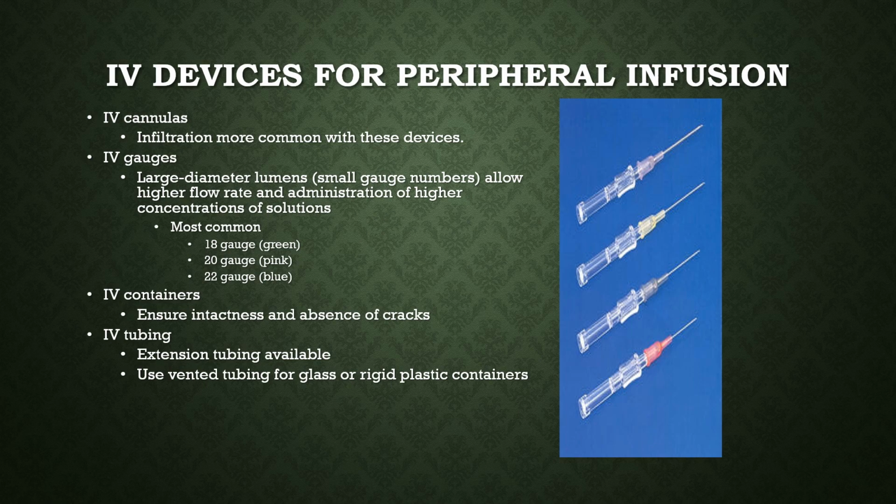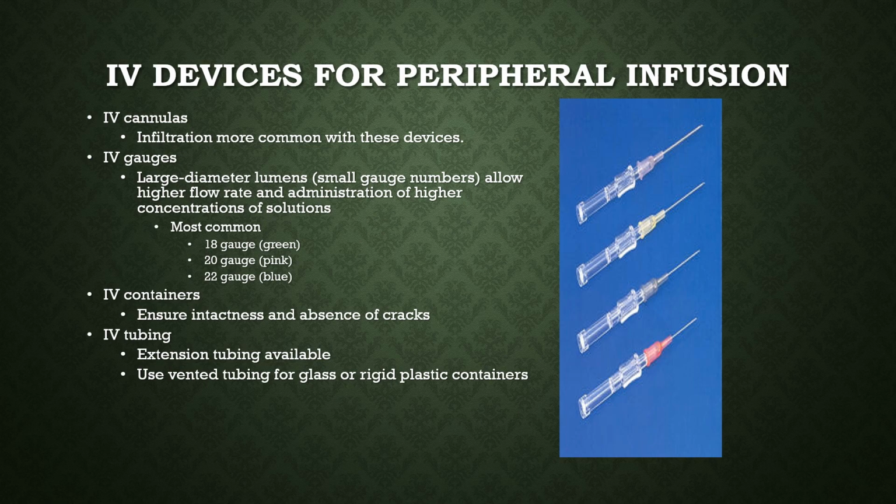We secure it to the skin, and we can then set up fluids to run through it, or we can put a plug on the end of it and call it a medlock and make it an intermittent use device. The most common diameter lumens for the cannulas are going to be the ones that you see on your PowerPoint there, 18, 20, and 22. Those are the most commonly used adult lumens for cannulas.